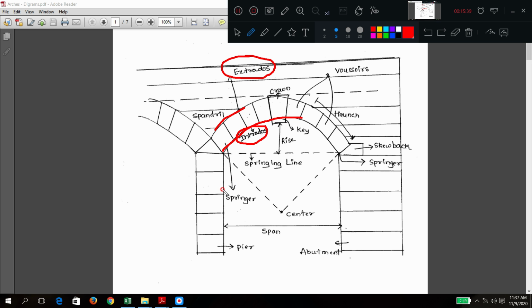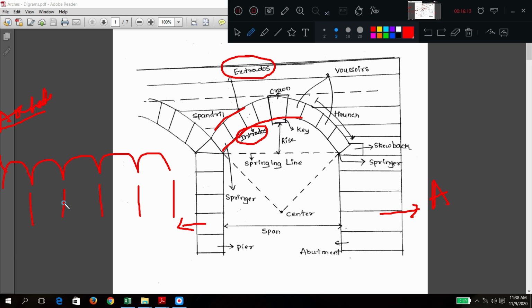This is called the abutment. If multiple arches are there, then we call it an arcade. Only one portion is enlarged here, but there are multiple segments, so we call it an arcade. Here also a support, here also a support, here also a support, like this it will be there.